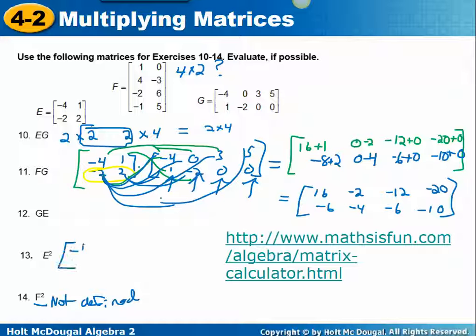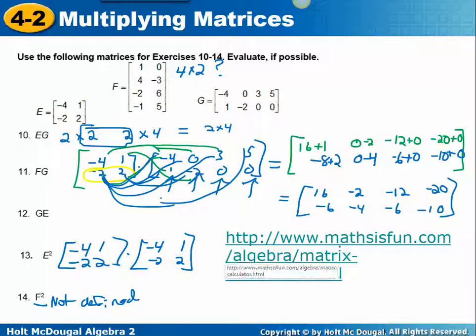Now remember, you do not just square the elements in your matrix. That will not work. You have to write the matrix down as it is, and you are going to multiply it by itself. That's what squaring means. This is just a 2 by 2, so you can practice your multiplication of matrices and then check your work with the online calculator or with your graphing calculator.